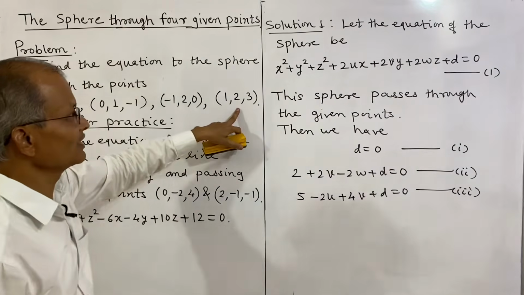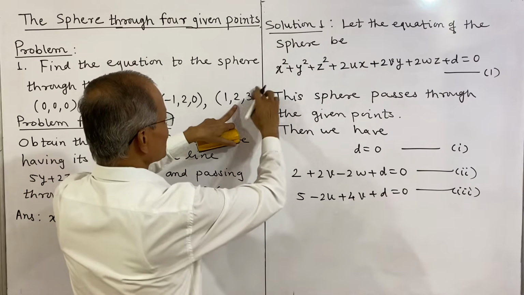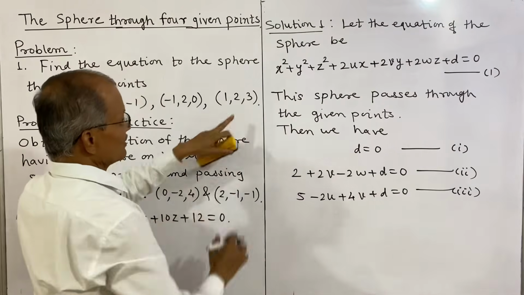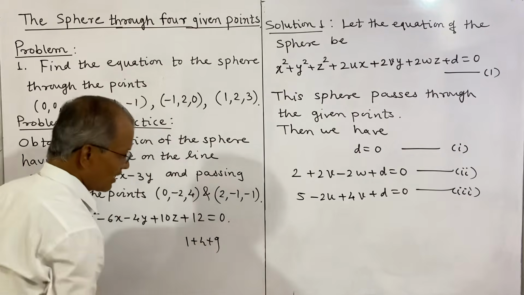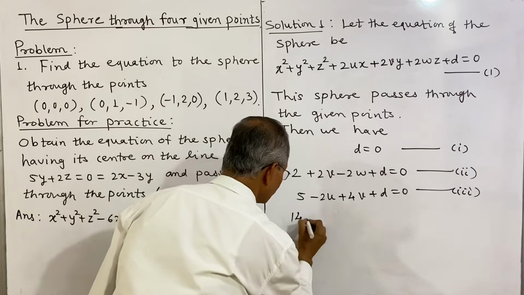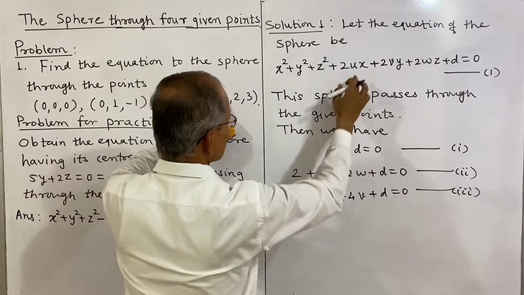And what about the last one? x is 1, y is 2 and z is 3. So 1 square, that is 1, plus 4 plus 9. So 1 plus 4 plus 9 will be 14. Next is plus 2ux, x is 1, so plus 2u.